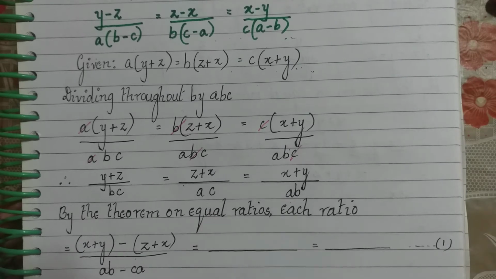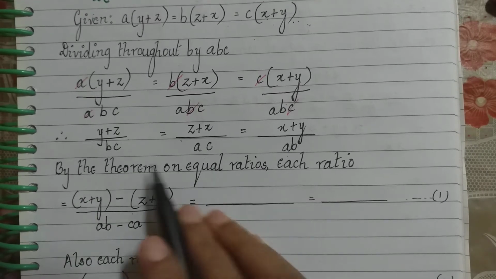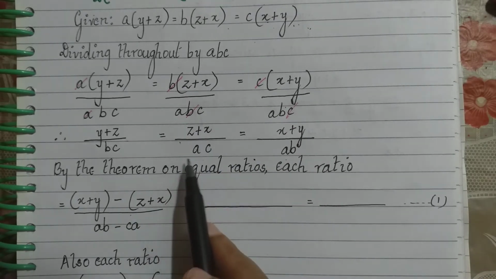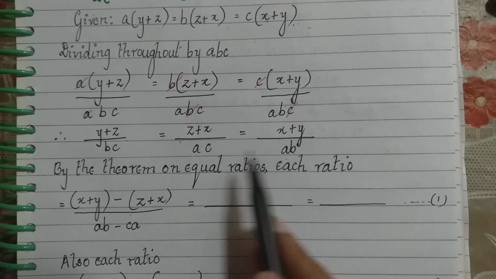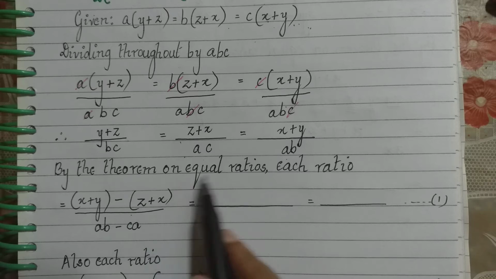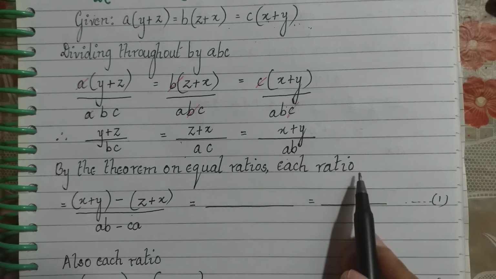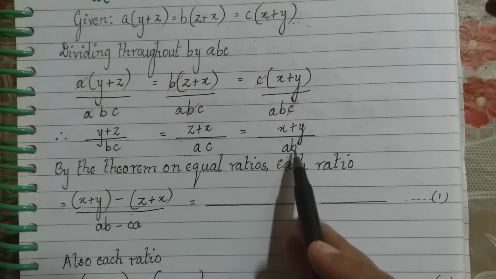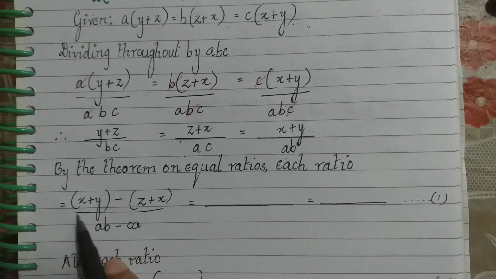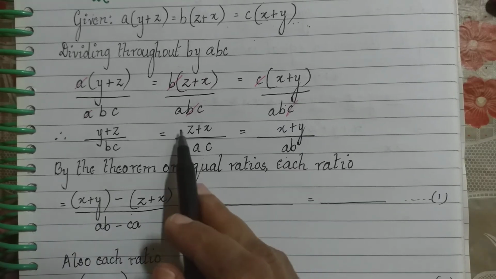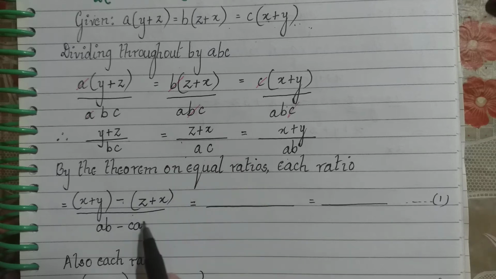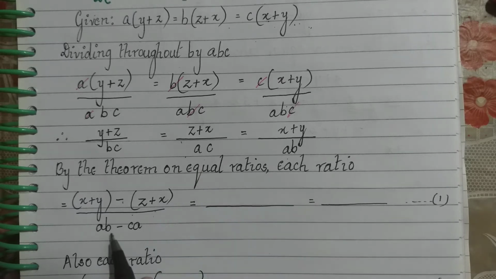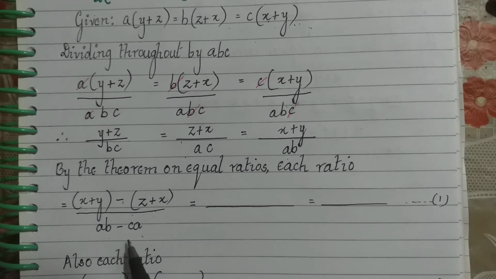Now I will look at these three. How will I get ab - ac? I have to take this term and from that subtract this term. So by the theorem on equal ratios, each ratio is equal to: first this term, so the numerator is x + y, minus this term, whose numerator is z + x. Denominators: this is ab, this is ac, so ab minus ac, or ab minus ca.